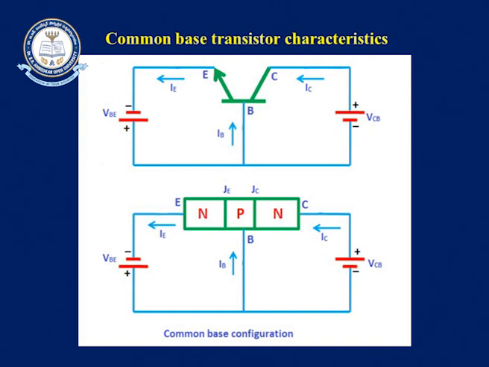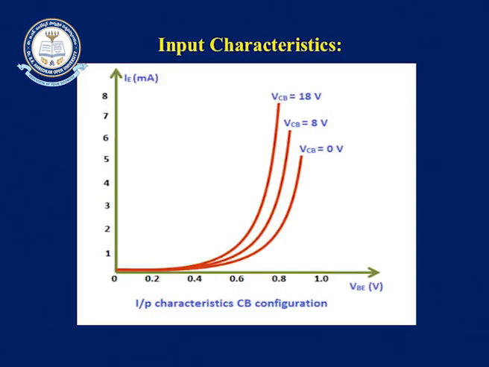Here we again have two subcategories: input characteristics and output characteristics. For input characteristics, which current meter are we using in this diagram? The current meter is IE. The voltmeter is VEB. So, from the diagram, the variation of IE with VEB. The output voltage I am keeping constant. Which is constant here? The voltage from collector to base, VCB, is constant. If you correlate the input characteristics graph with the previous diagram, it is easy to learn.